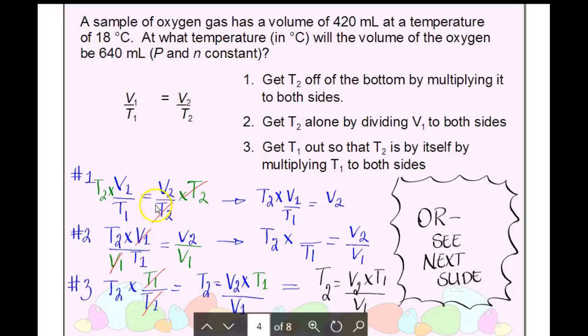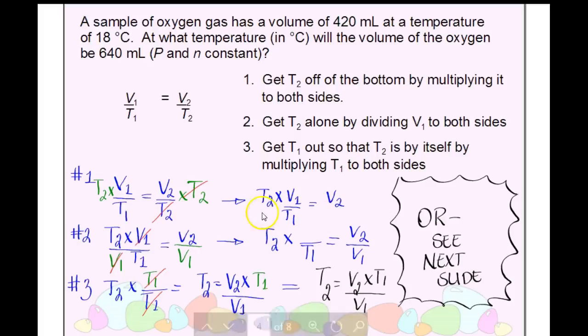And the first way that we're going to do that is very much like what we did in the previous equation. We're going to take T2 and we're going to multiply it by V2 so that we can cancel out T2 and get V2 alone. So remember, whatever we do to this side of the equation, we have to do to this side of the equation. So that means we're going to have to take T2 times V1 divided by T1. So this is what our end result is going to look like. We're going to get T2 times V1 over T1 is going to equal V2.